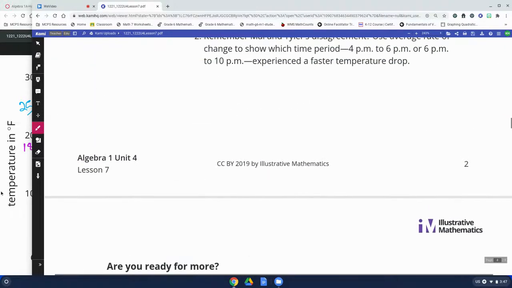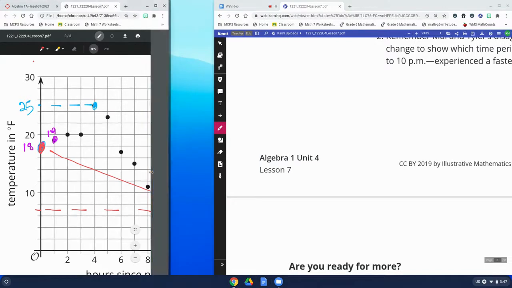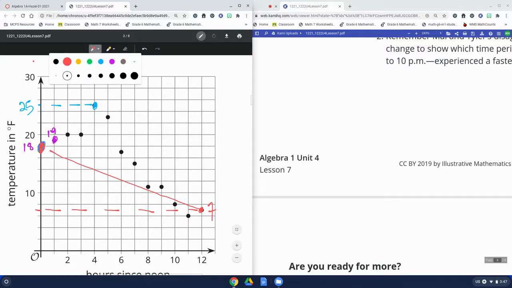So when did it decrease the most rapidly? The biggest drop? Okay. To me, the biggest drop looks like it's right here. Right? That's the steepest line. Okay. And the biggest increase, when I'm looking from hour to hour here, the biggest increase looks like it's about from 3 to 4.